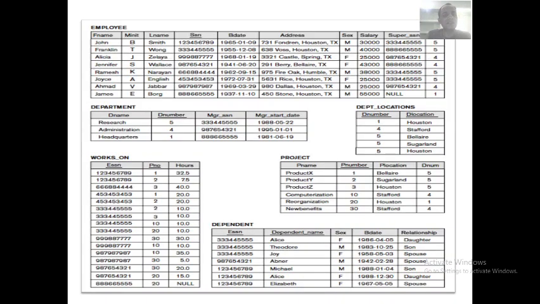Entity set means these values in the employee table. Here in the employee table: John, Franklin, Alicia, then others, Jennifer up to James. These are the values of first name, middle name, last name, SSN numbers, date of birth, address, sex, salary, supervisor SSN, and department numbers. Just see here, go through these SSN numbers. Each and every number is unique.